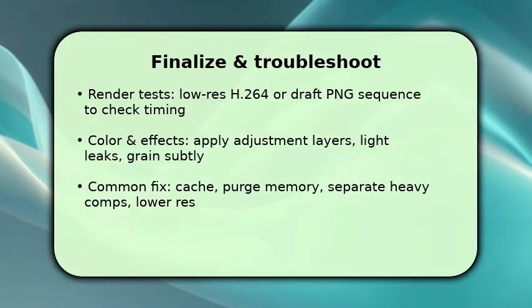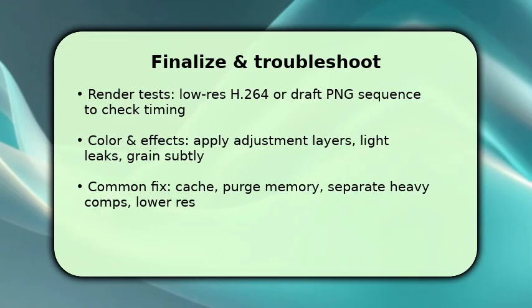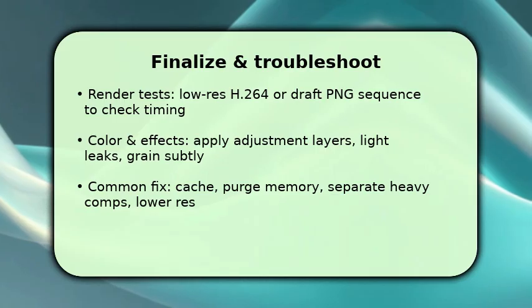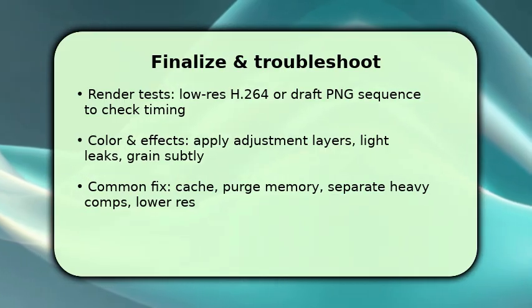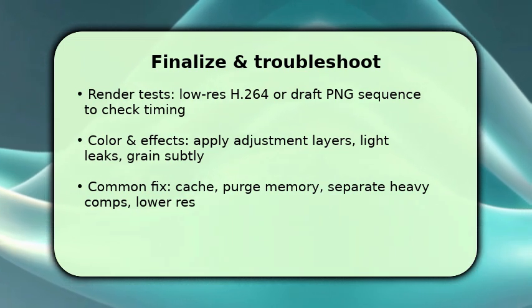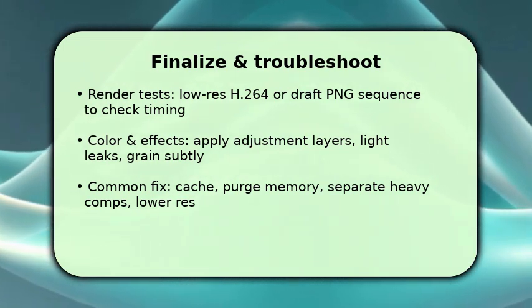If playback stutters or renders fail, purge cache, increase RAM allocation, or render heavy comps as image sequences to avoid crashes. Keep one troubleshooting tip: isolate the problematic comp and replace complex effects with proxies to find the cause.